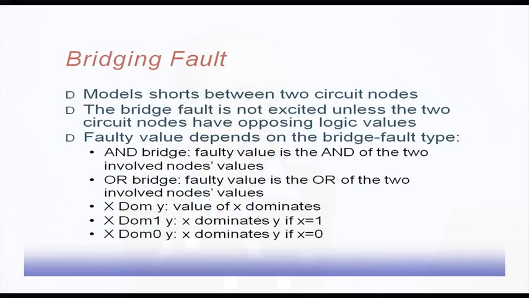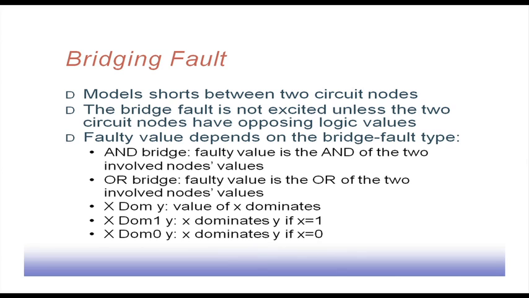So, bridging fault. This models shorts between two circuit nodes. This is another type of physical defect where two lines have been shorted. The effect of this shorting depends on the technology that we have, and also some other factors that are directed by the technology.